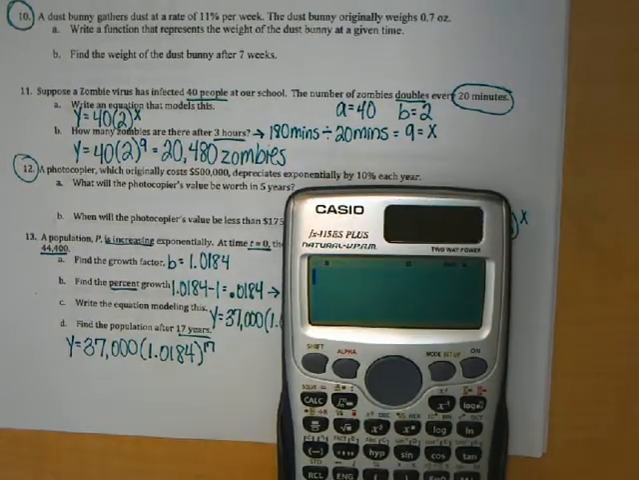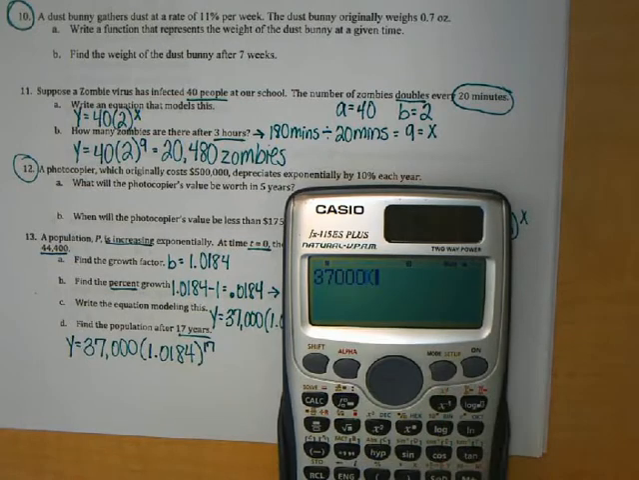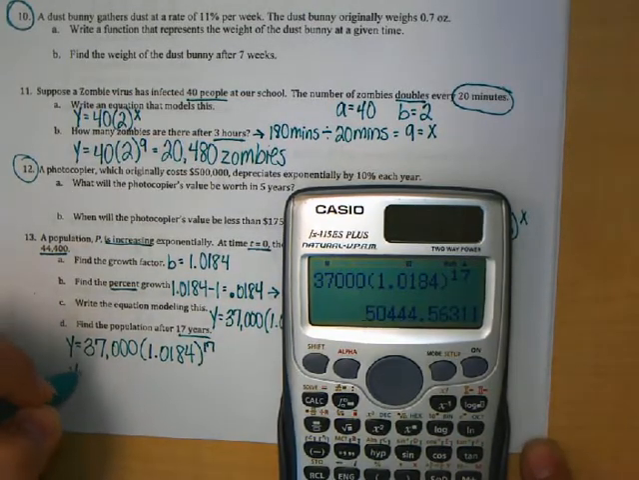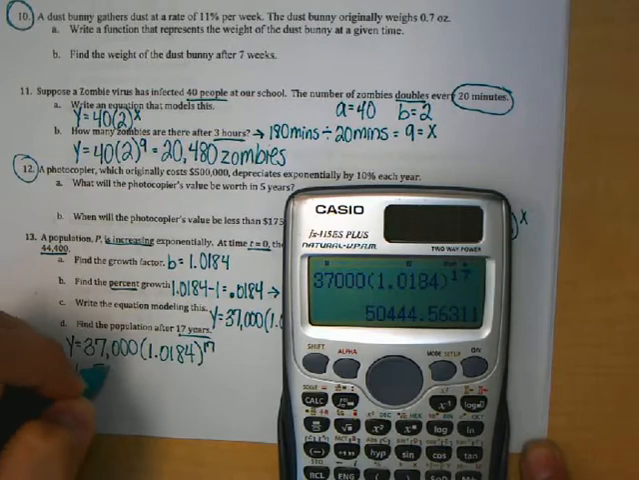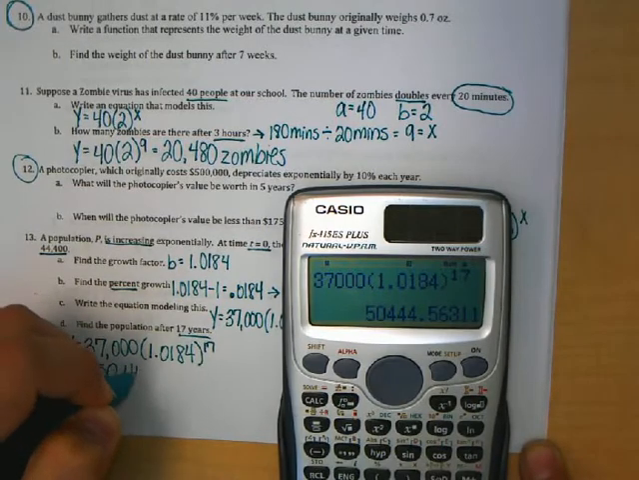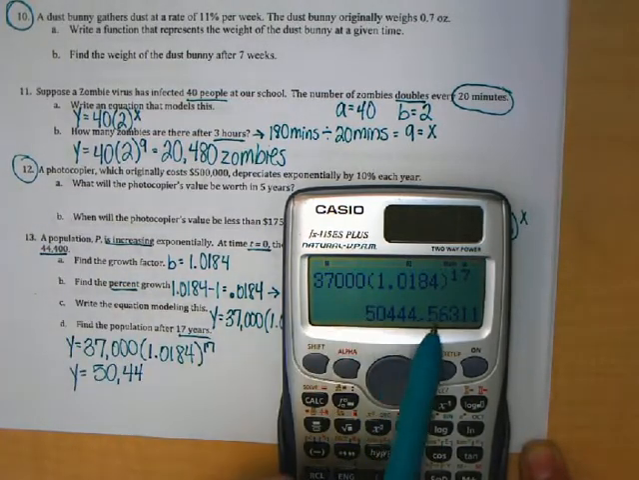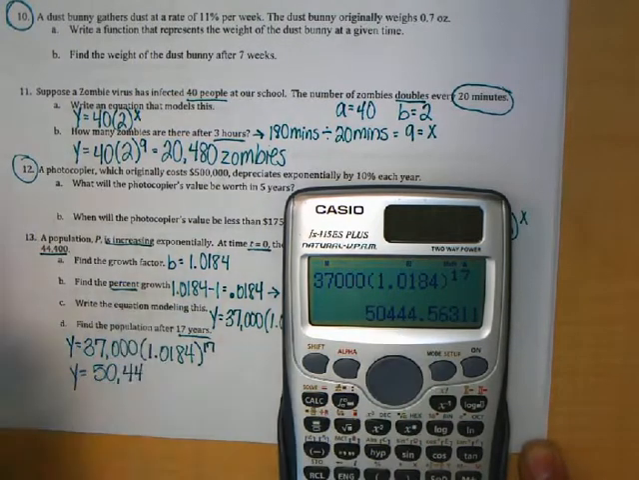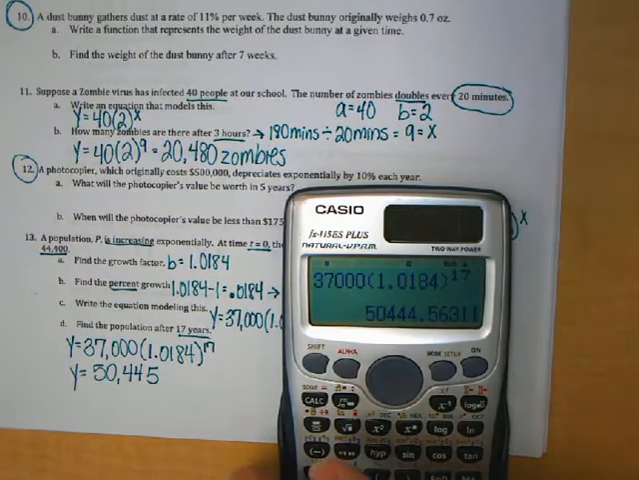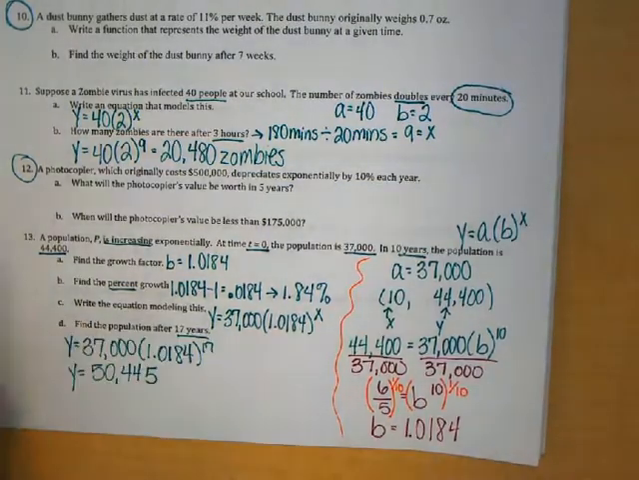So we've got 37,000 times 1.0184 to the power of 17. We get y equals 50,440. We're talking about population. So that 5 is going to make that 4 go up to a 5. So 50,445 people.